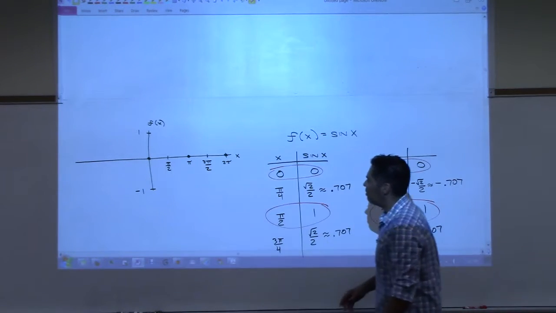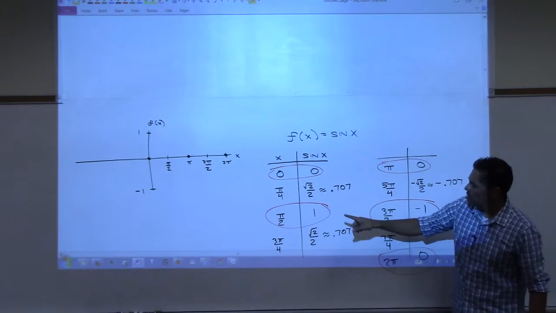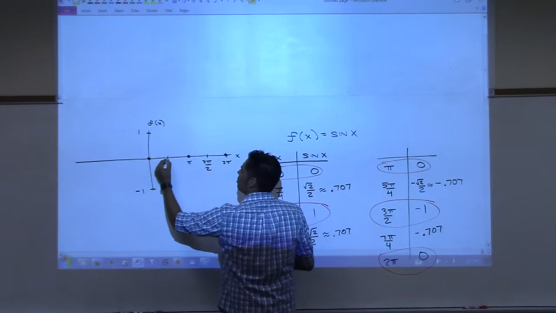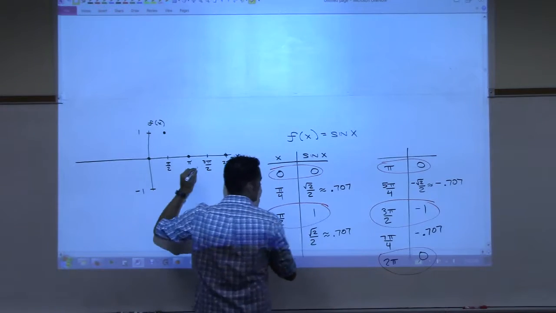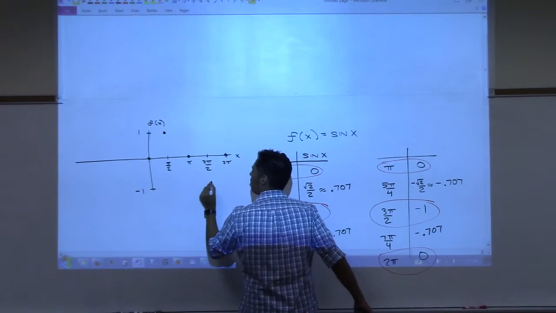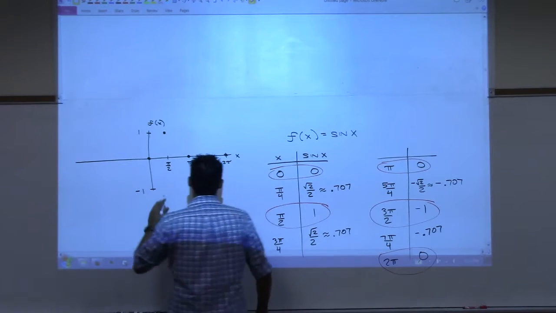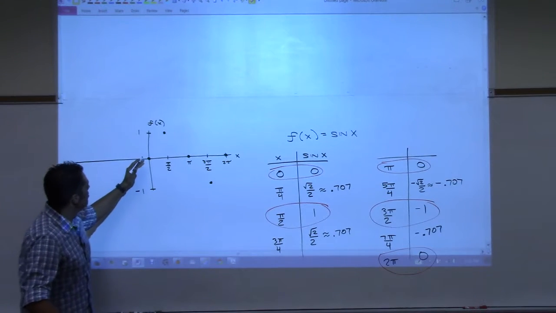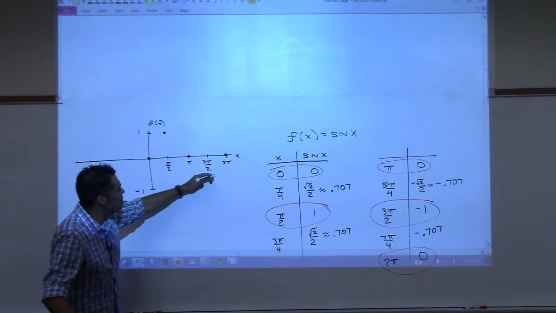Okay, so what was the value of this at pi over 2? 1. So if I go out to pi over 2, I should go up 1. At 3 pi over 2, negative 1. So you can kind of start to see this graph come to life. We're going to somehow go up, and then we've got to come back down, then we've got to go back up.